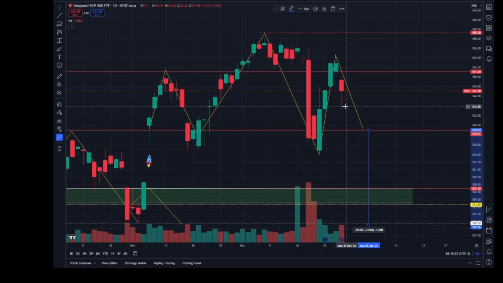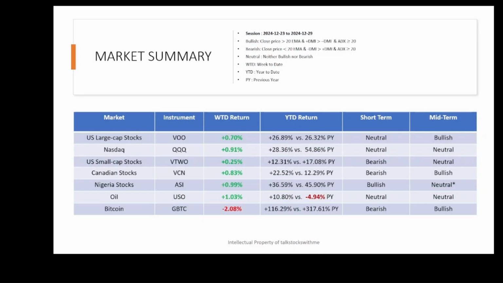And now let's get to our last section where I review the different markets and give my sentiment. Let's start with the US large cap stocks tracked by the ETF VOO. The week-to-date performance stands at a positive 0.70%. Year-to-date, VOO has delivered about 27% compared to the previous year's overall 26.32%. The short-term bias on the daily time frame is neutral, while the mid-term outlook on the weekly chart is bullish.